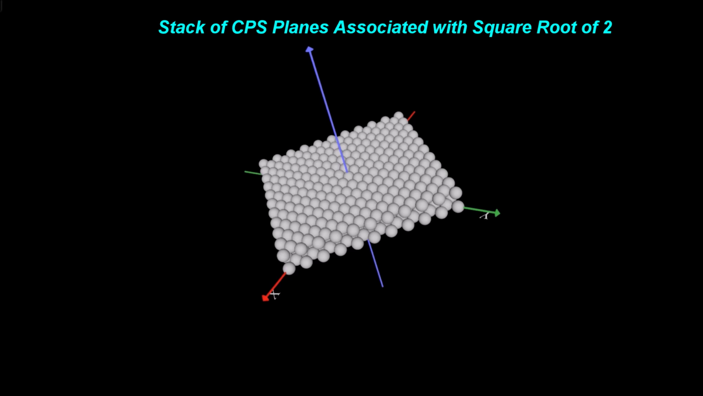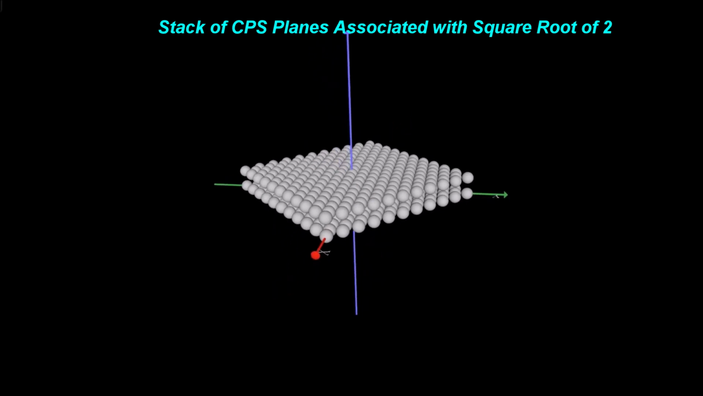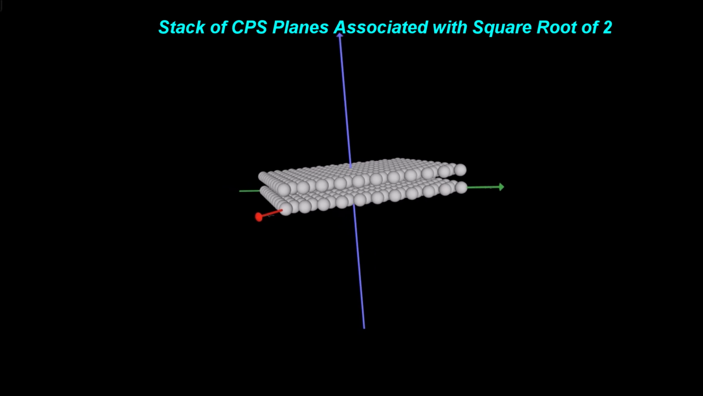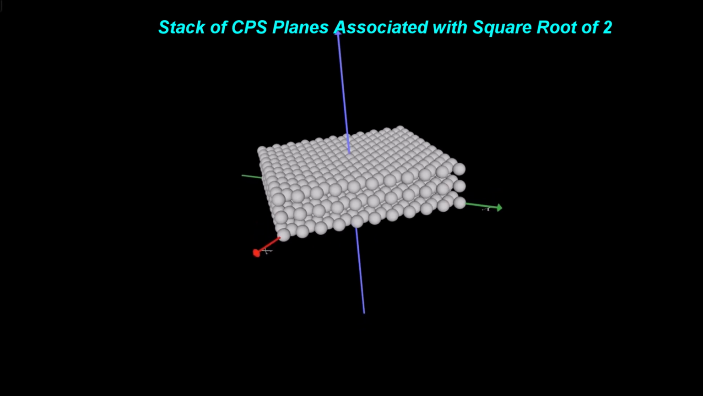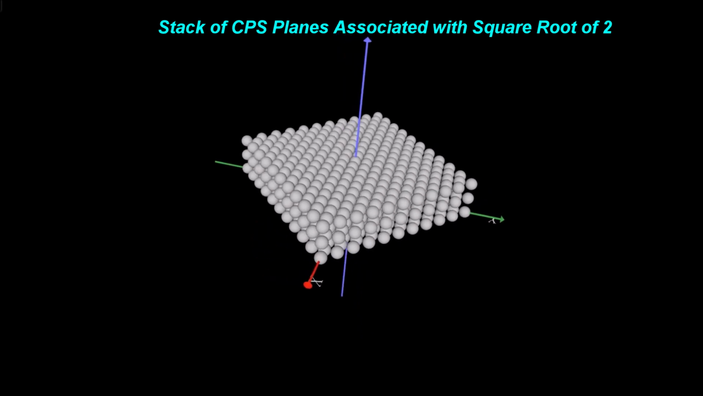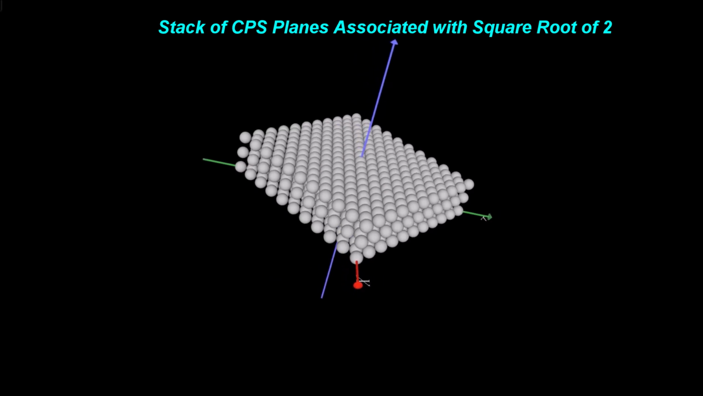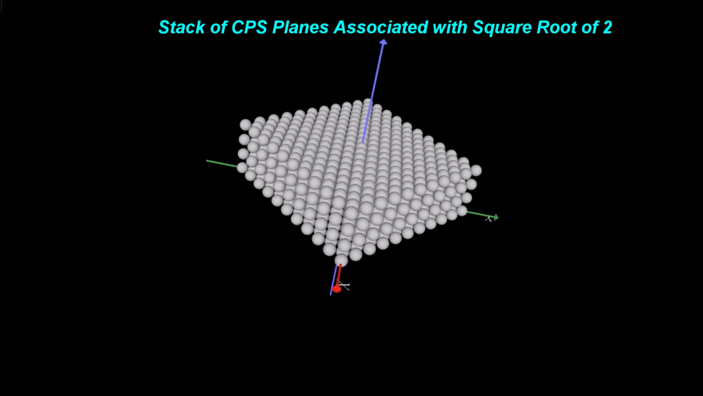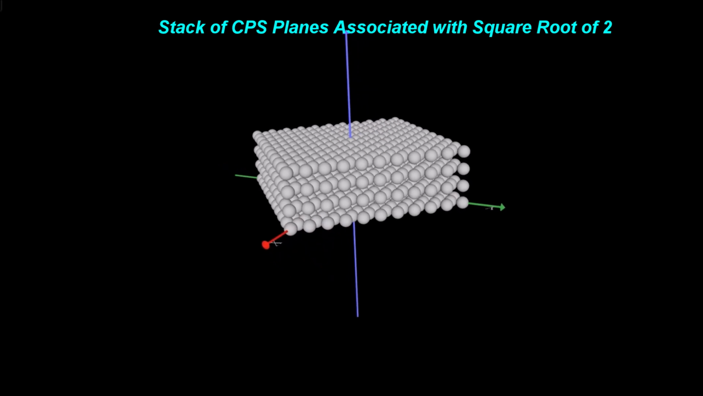To start with, let's consider the simplest plane, already encountered in our investigation. This is the plane with an underlying square lattice. The normal to this plane is the CPS line, with the unit of measurement equal with the square root of 2. One can easily see that this plane can be considered as being generated by two identical CPS lines, with the unit of measurement equal with 1.